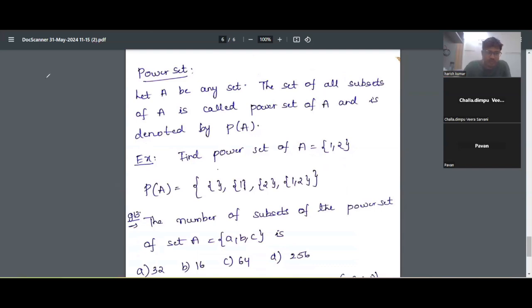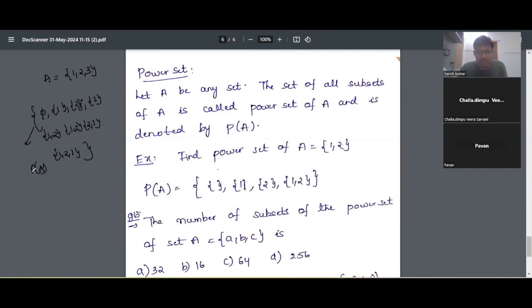Yes, sir. Okay, so there is simply a set A, let's say {1, 2, 3}. First of all, I have to form all the subsets. So the empty set, {1}, {2}, {3}. Then {1, 2}, {1, 3}, {2, 3}. Then {1, 2, 3}. All the subsets are formed. Now I'll form a set containing all these subsets. This is nothing but my power set of A. It is a set containing all the subsets of a set.